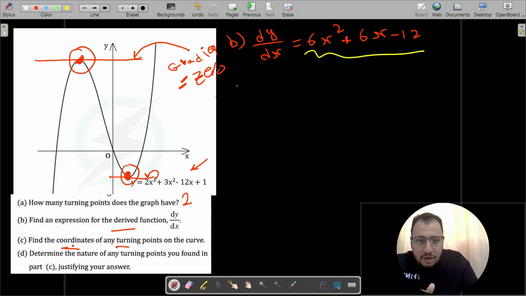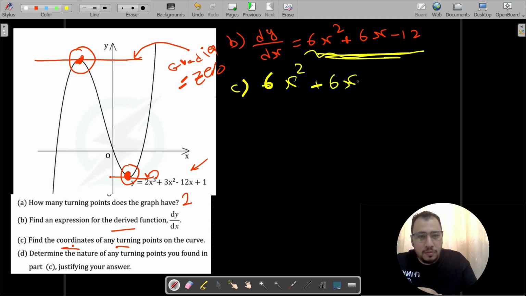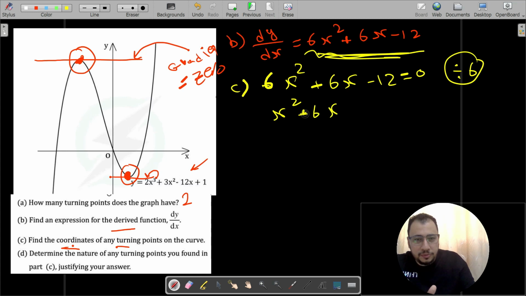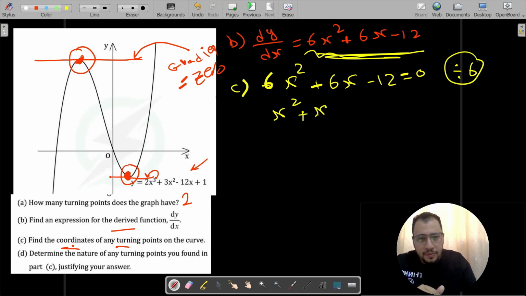So let's do that here in question C. We will make our derivative equal 0, and then we will solve the equation to find the values of x. So 6x squared plus 6x minus 12 equals 0. I'm going to divide the whole equation by 6 because I can, and it will make it simple for me to factorize. So x squared plus x minus 2 equals 0.